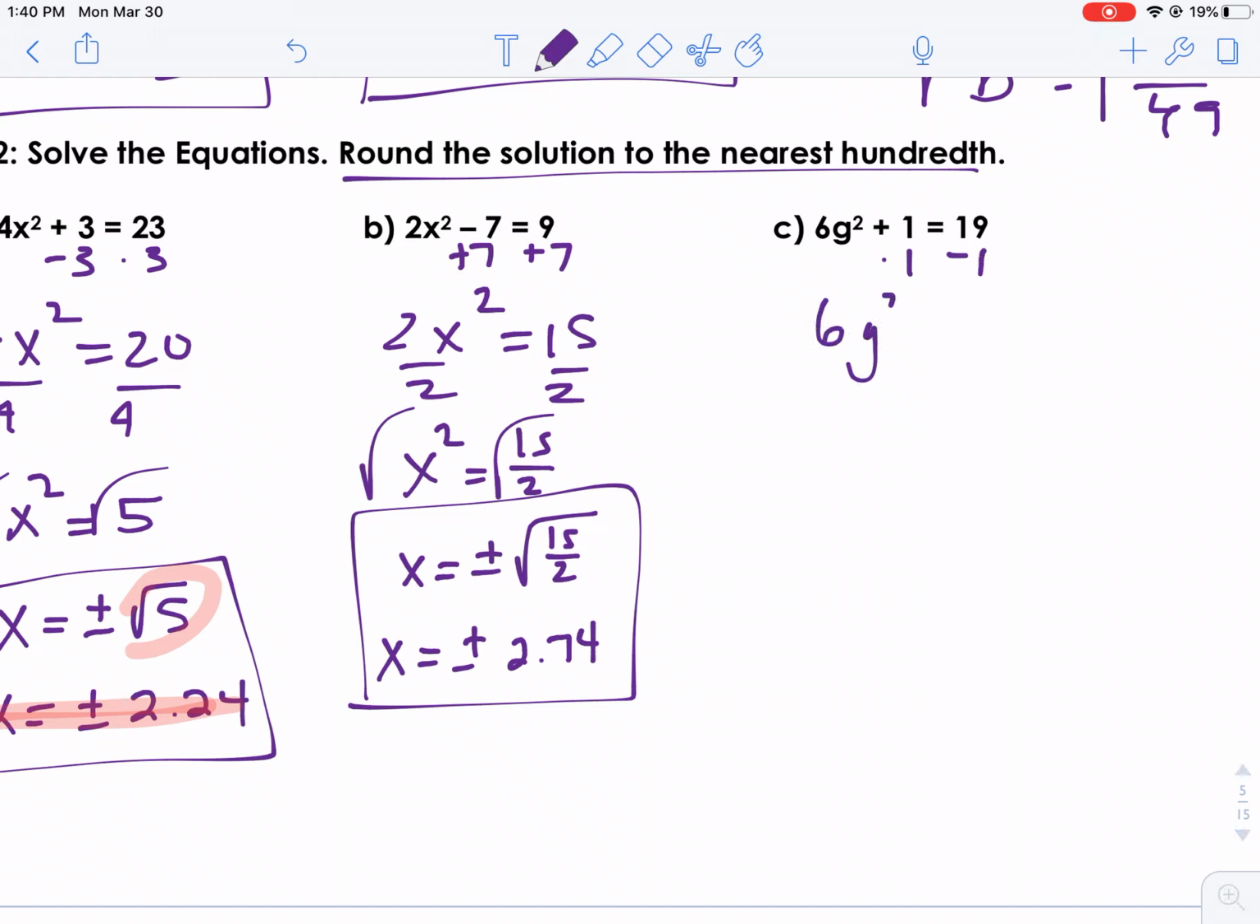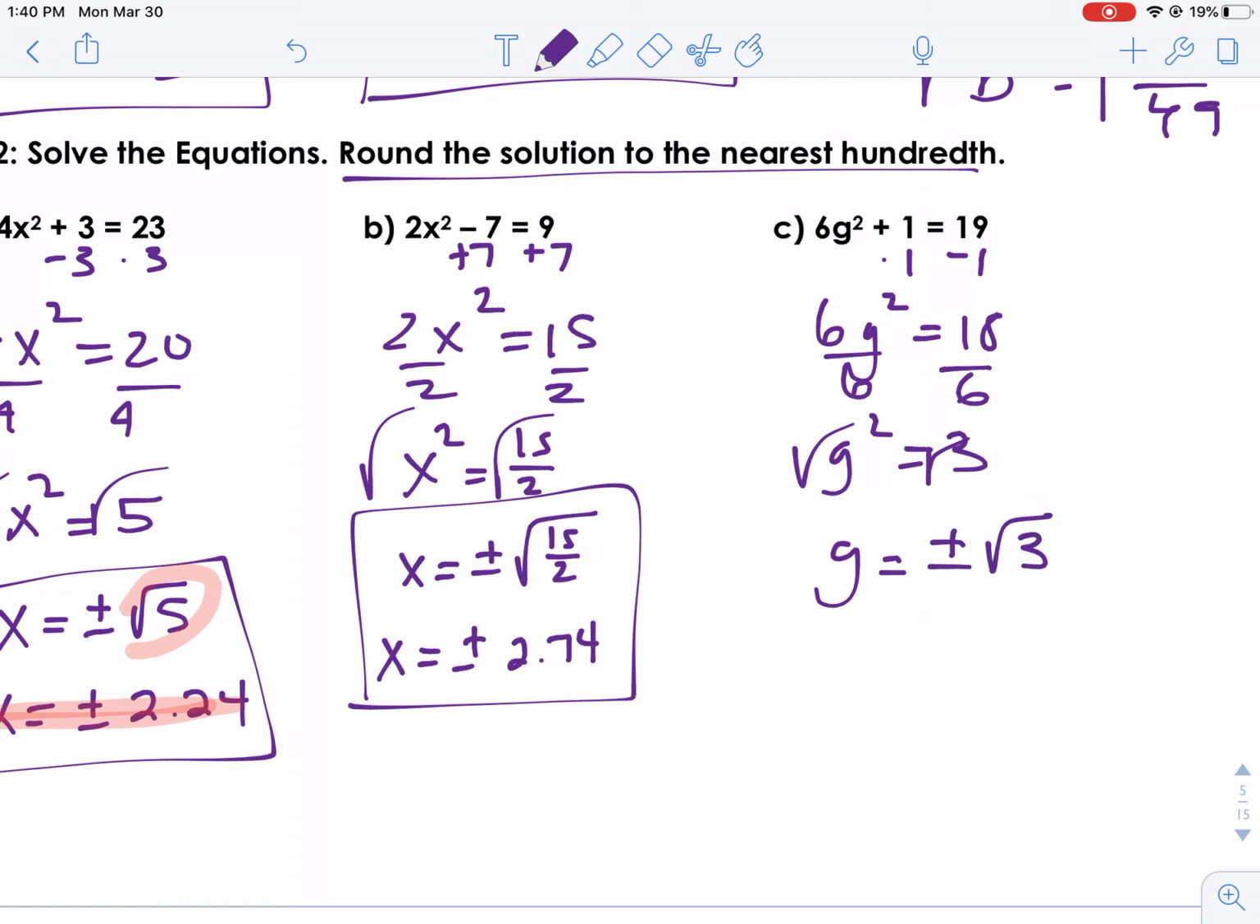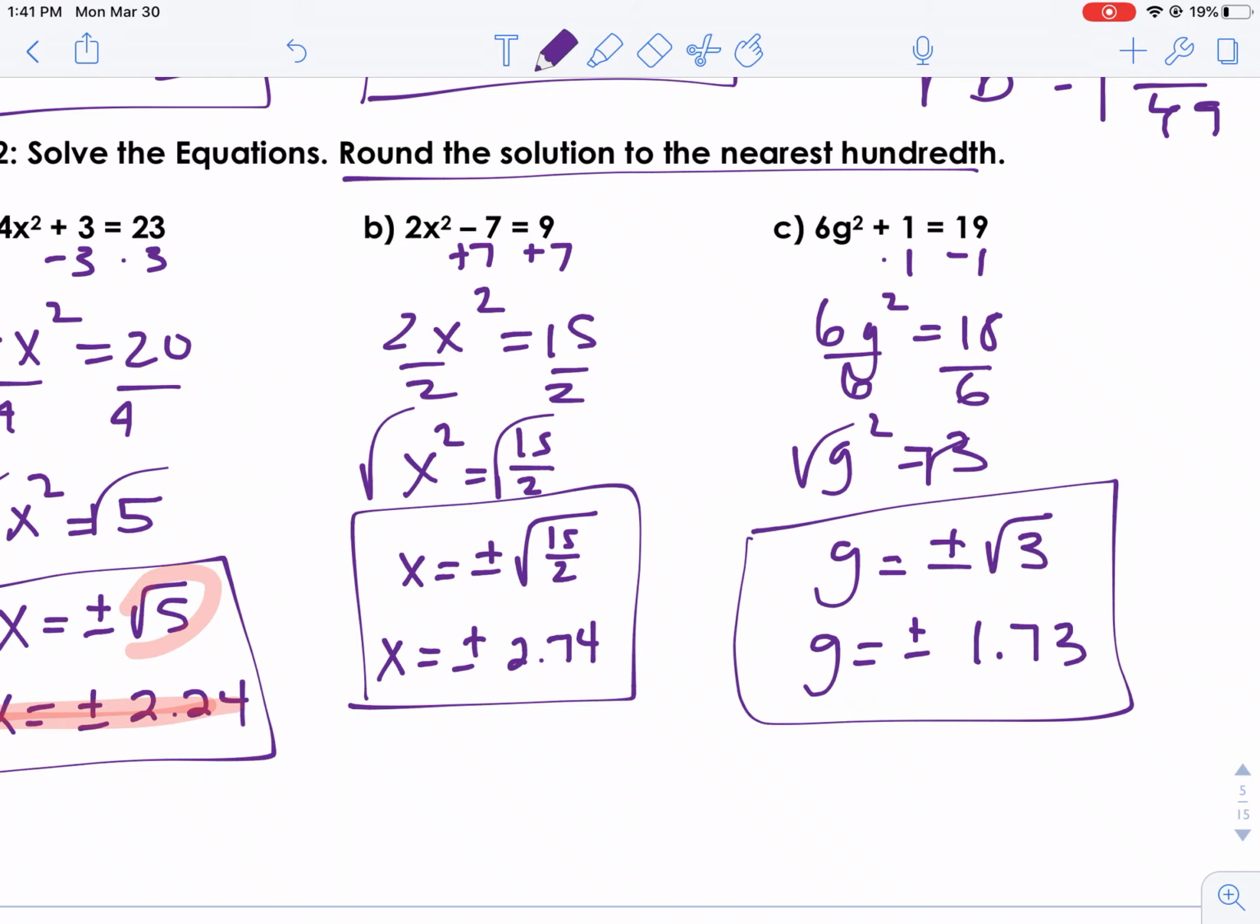All right, last one on C, we're going to subtract 1 from both sides. That gives us 6g squared equals 18. Divide both sides by 6. We get g squared equals 3. Again, when we go to take the square root of both sides, we don't have a perfect root of 3, so we can just leave it as plus or minus root 3. Grab your calculator and take the square root of 3, which would round to 1.73. So we would have plus or minus 1.73.